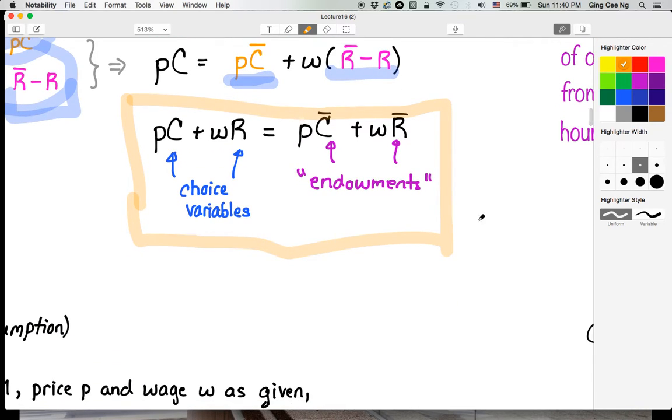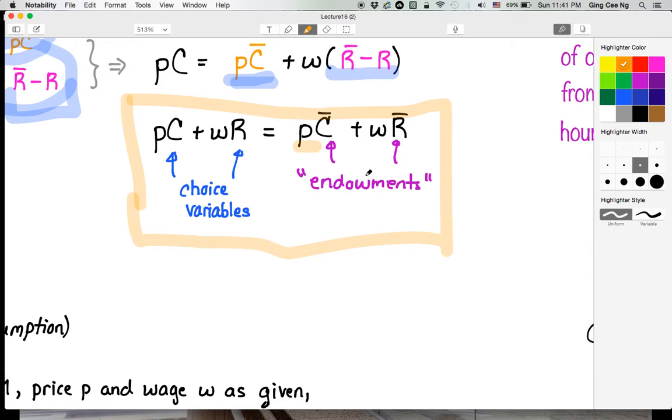All right. So notice it's now in our basic framework in the sense that we have a price times quantity of our two goods. C is consumption, R is leisure. P is the price of consumption, W is the price of leisure. And then on the right-hand side, we have our quote-unquote endowments. C bar is your maximum consumption available, and that's governed by your exogenous, non-labor income. And R bar is your endowment of leisure, in the sense that this is your maximum leisure time available.